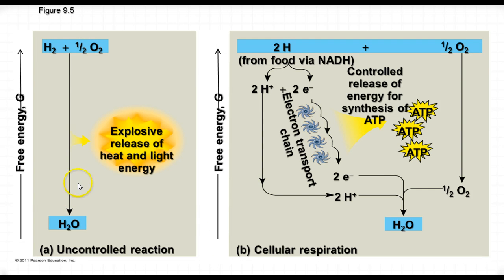So here we have, if we had the uncontrolled reaction, of course, going from water to hydrogen and oxygen here, the free energy is indicated by G. But what we have in this particular process, the uncontrolled reaction, is an explosive release of energy. Whereas if we go in cellular respiration from hydrogen and oxygen to water in a stepwise fashion, what we have here is a controlled release of energy, and that is used to synthesize ATP, which then the cell can use for its processes. It's obviously a whole lot safer for the cell, as well as being a more controlled reaction.